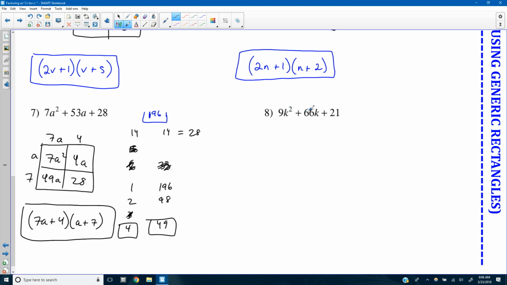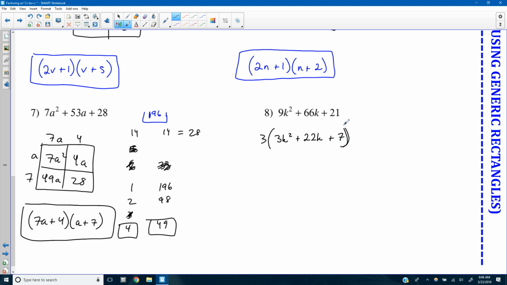And our final problem I'm going to use generic rectangles on is number 8. Factor 9k squared plus 66k plus 21. Okay, I'm going to save you a lot of struggle right here. There is a common factor. Not of 9, unfortunately, but of 3. I can factor out a 3, and I'll be left with 3k squared plus 22k plus 7.